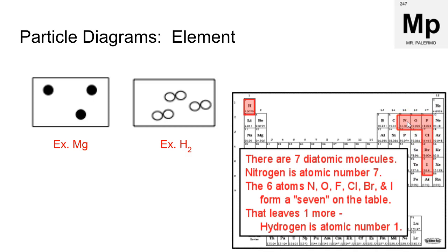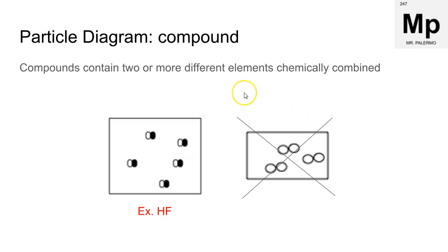Recall that when they are not in a compound form, we always find them combined with an identical partner, so in this case, 2 hydrogens together. A compound is 2 or more different elements that are chemically combined. An example would be HF, and we would represent that in our particle diagrams by having 2 different circles that are touching each other. Do not confuse that with the 2 circles that are the same. Those are the diatomic elements. So the real difference is elements are made of the same type of substance, and compounds are made of 2 or more different substances chemically combined.